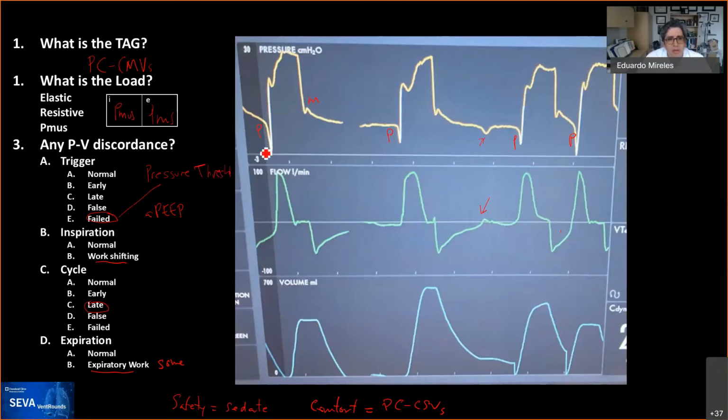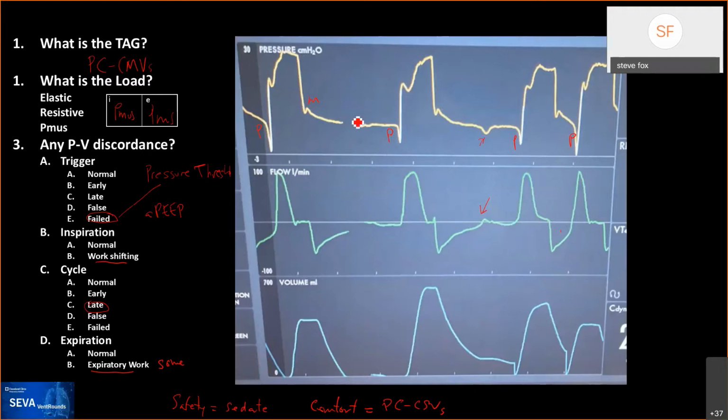So what do you think about the other breaths? Any abnormality besides that failed trigger? Well, I guess the shapes are not really normal. With the pressure breaths, there's a little bit of work shifting and inspiratory work. And the shape of the inspiratory waveform is kind of funny, and the shape of the expiratory waveform, especially toward the right side. But other than that, I'm not really picking up anything specific.